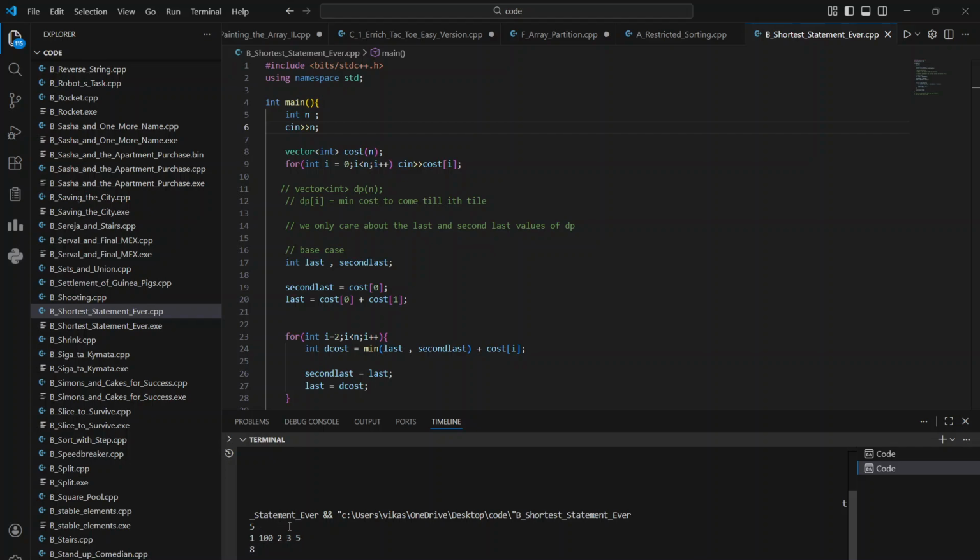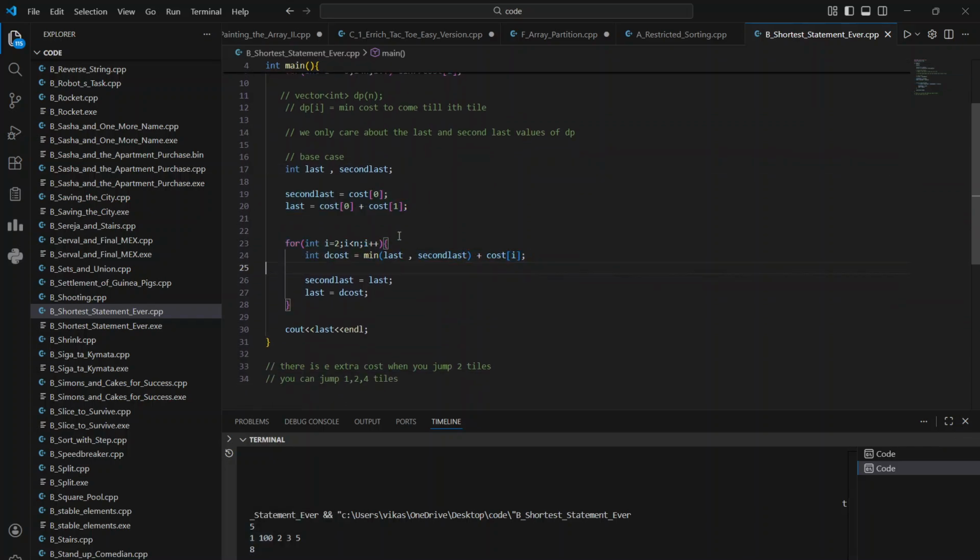So 1, 2, and 5. Okay, so the answer is just 1. Then you jump 2 tiles, and then you jump 2 tiles again. Okay, that was the right answer. So that's what we did here.